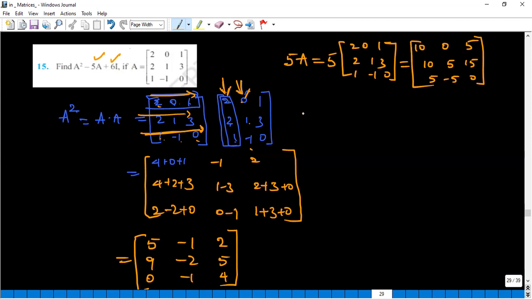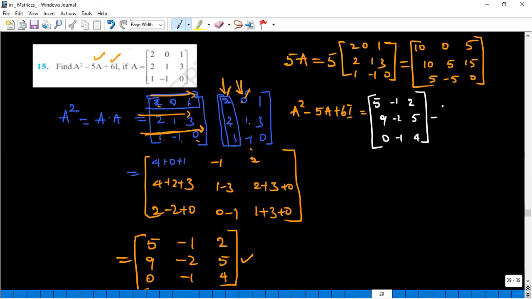So if you take all of these together, A squared minus 5A plus 6I, I'm going to write A squared, which we already found: [5, -1, 2; 9, -2, 5; 0, -1, 4]. Minus 5A, which we got already here: [10, 0, 5; 10, 5, 15; 5, -5, 0]. And 6I we wanted to add: [6, 0, 0; 0, 6, 0; 0, 0, 6].